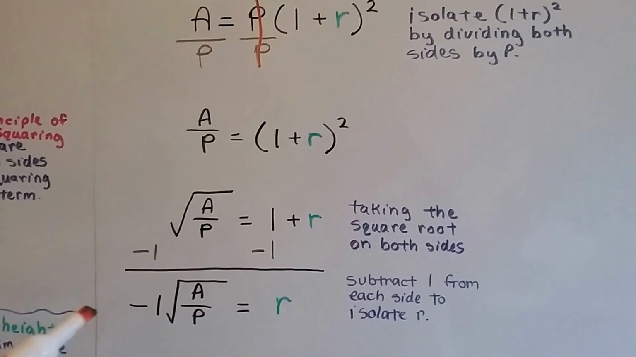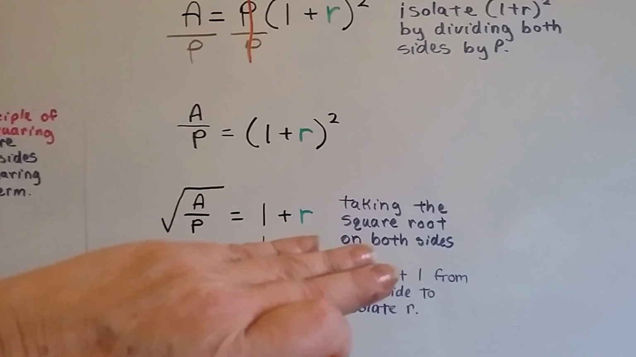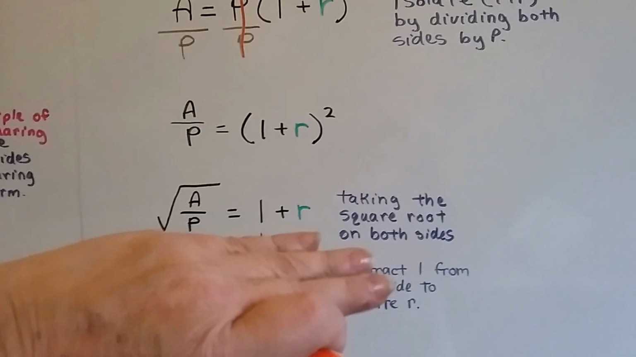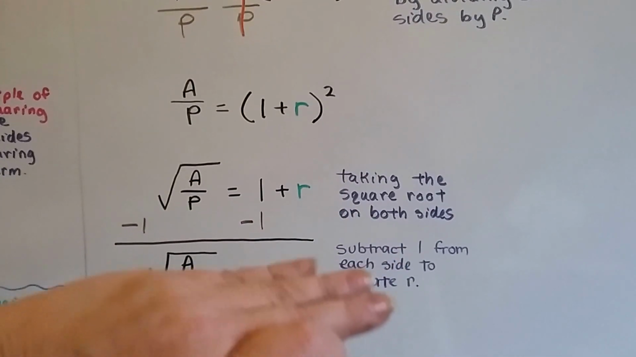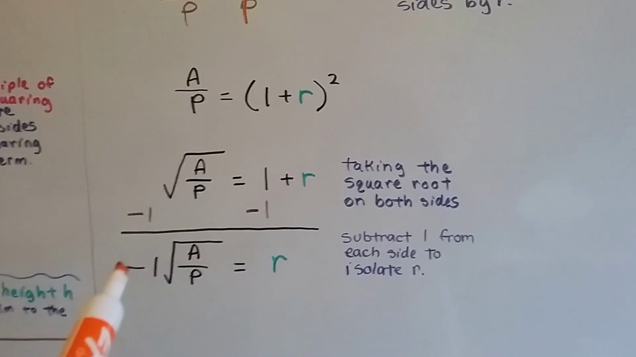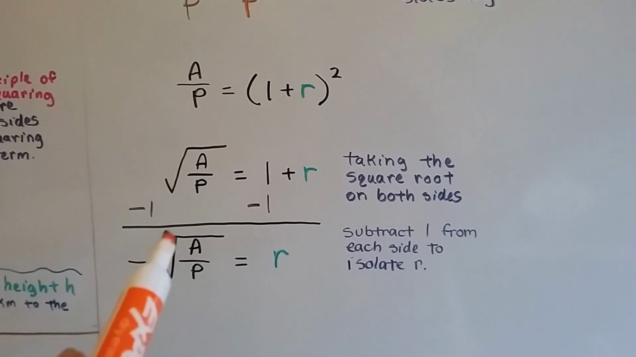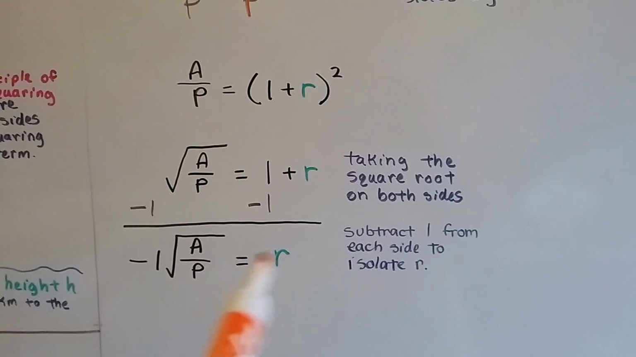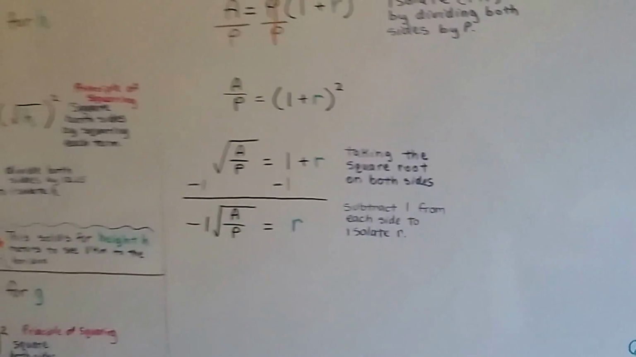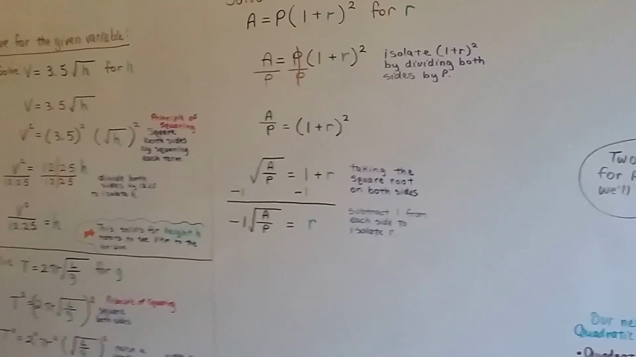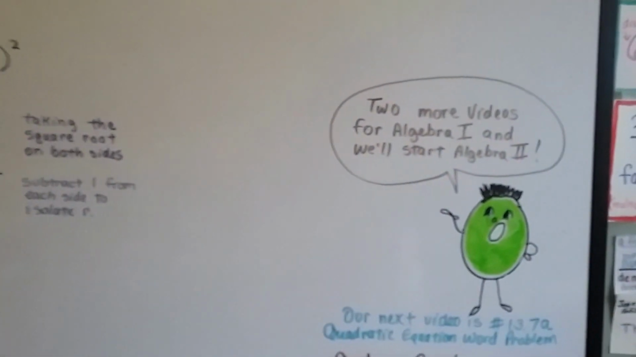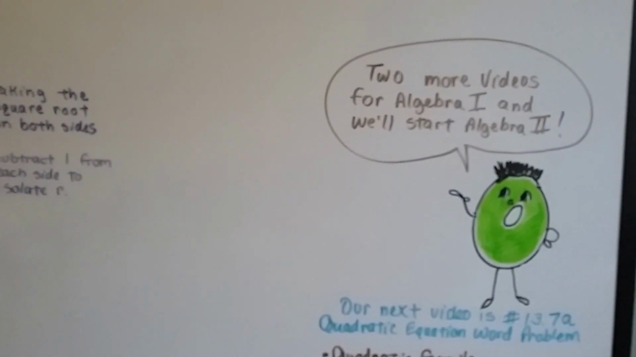And taking the square root on both sides, see? We remove the little exponent here and put the radical sign over the A divided by P, see? And we can subtract 1 from both sides to isolate this R. And now we have negative 1 times the square root of A divided by P equals R. We isolated the R, see? No big deal, right? It's just moving the formulas around. So we've got 2 more videos for Algebra I, and we're going to start Algebra II.